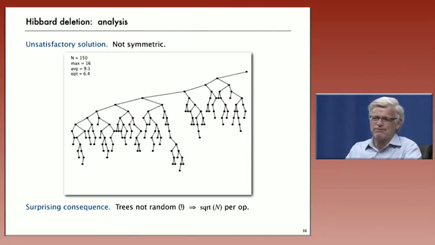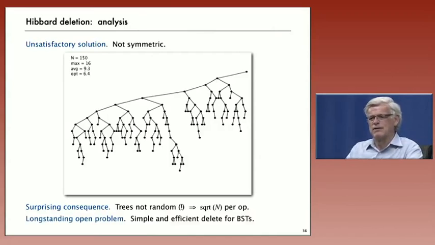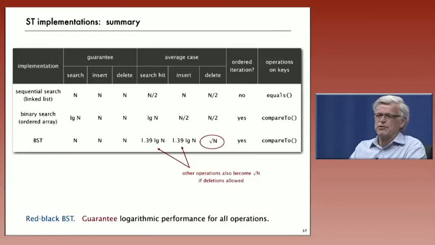And what's worse, if you try to fix it by, say, randomly choosing between the left and the right, that doesn't work. It still becomes square root of n. And it's a very long-standing open problem to find a natural, simple, efficient delete for binary search trees. That's another one like merging in place that you'd think there ought to be an easy way to do it, but in 50 years, no one's really discovered one. We're going to look at something pretty close in the next lecture, but here's the situation that we're left with.